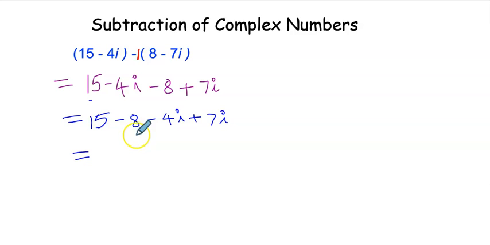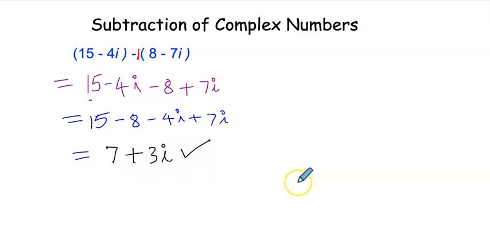What do you get from 15 minus 8? 15 minus 8 is 7, straightforward. And here I have minus 4i plus 7i. Combining these two together, what do you get? From 7i, take away 4i. 7 minus 4 is 3, with the positive 3, right? So that's my answer, a resulting complex number. This is the difference between those two complex numbers. That is, 15 minus 4i minus 8 minus 7i will give us 7 plus 3i.